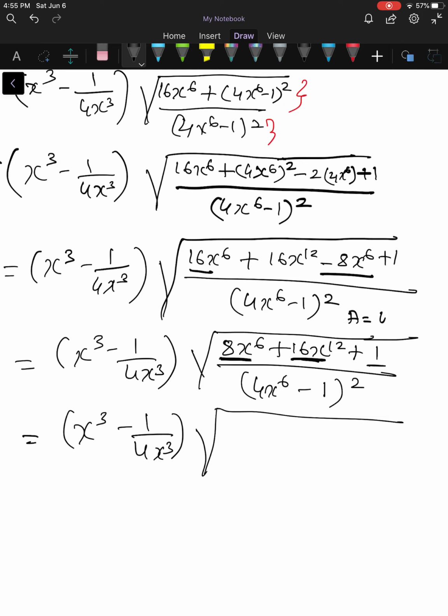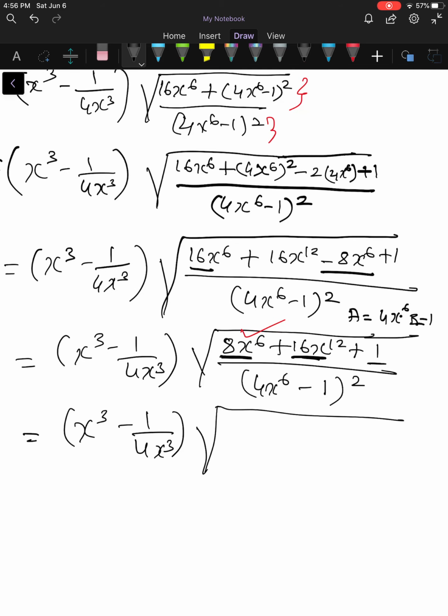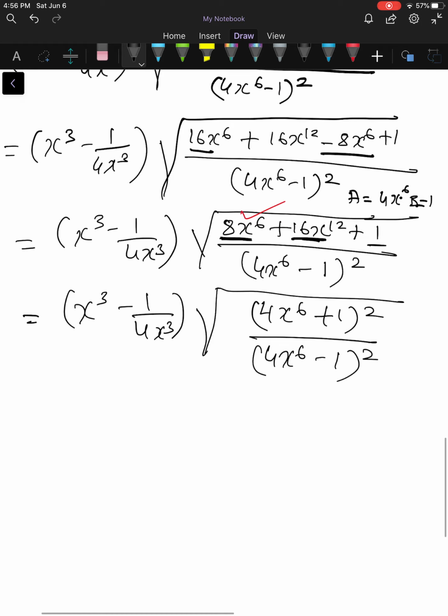So if you consider a to be 4x to the power of 6 and b to be 1, 2ab is nothing but 4 times 2, that is 8, x to the power of 6, that is nothing but this term. So it is perfectly in the form where you can apply the special factorization formula. We will get a plus b the whole square. So that is nothing but 4x to the power of 6 plus 1 the whole square divided by 4x to the power of 6 minus 1 the whole square.